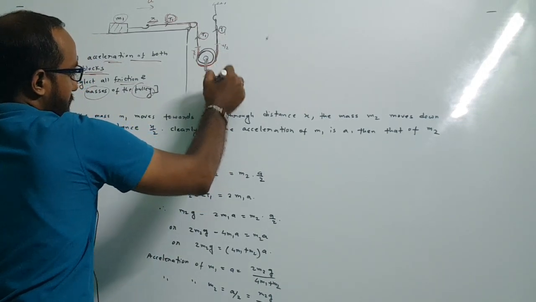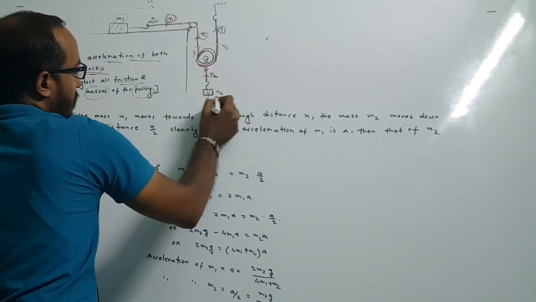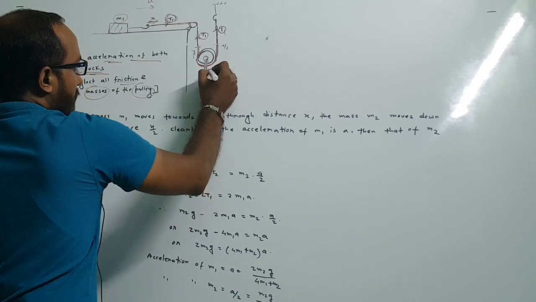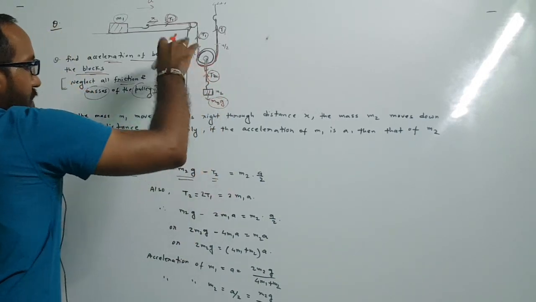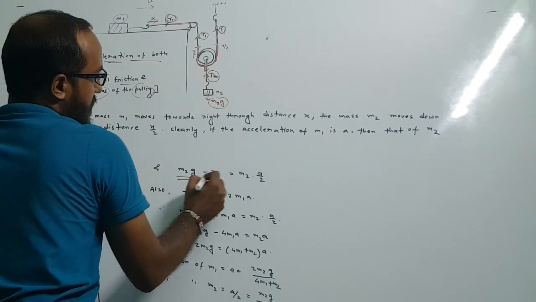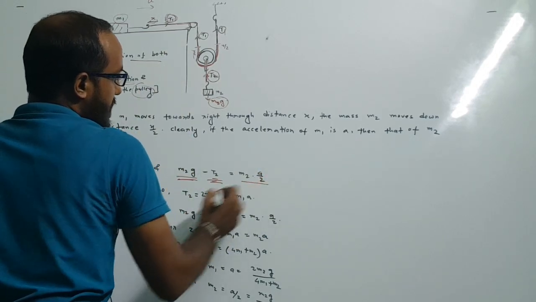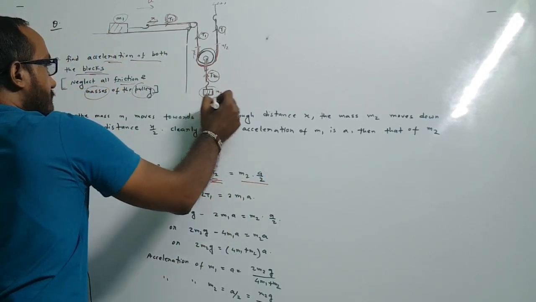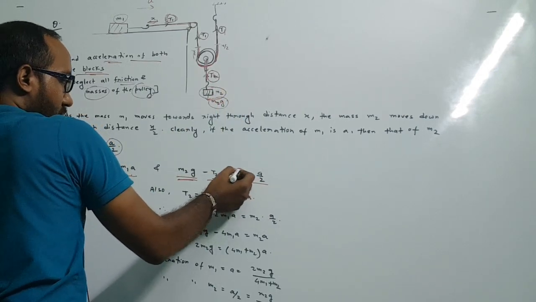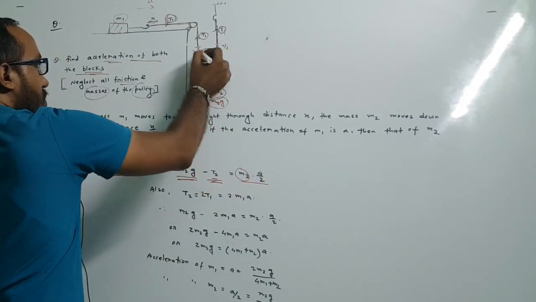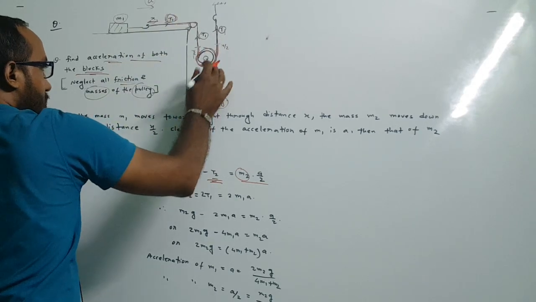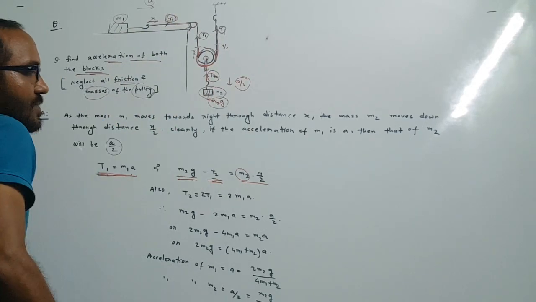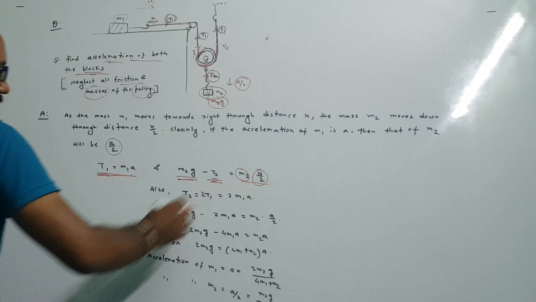See here in this diagram, the downward force is m2g, upward tension is T2. So the total overall movement is downward. So m2g minus T2 should be mass into acceleration. The mass is m2, and what is the acceleration? I have already told you. If this acceleration is A, this whole system's acceleration would be A by 2. So mass into acceleration, that is m2 into A by 2.